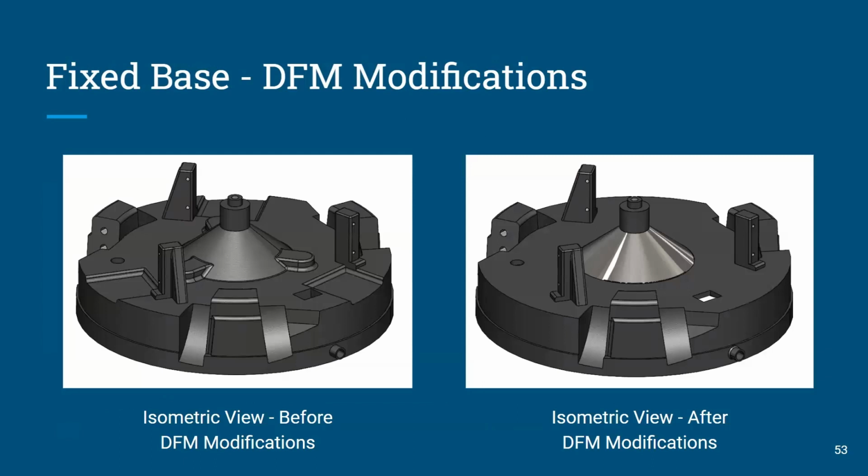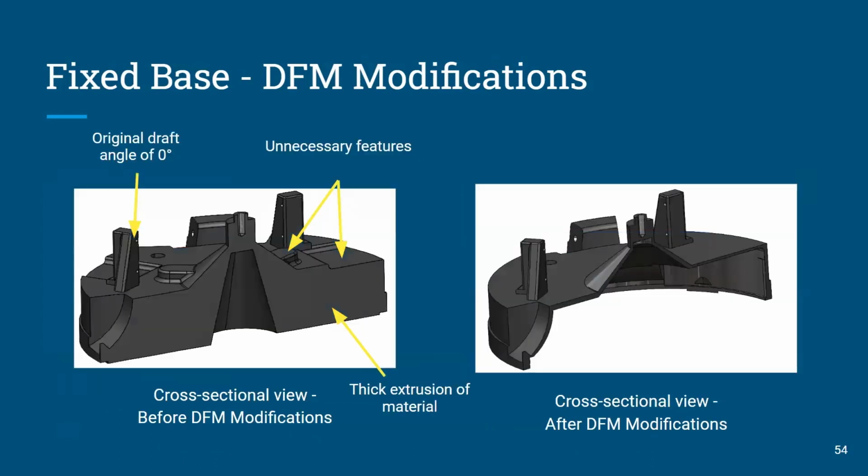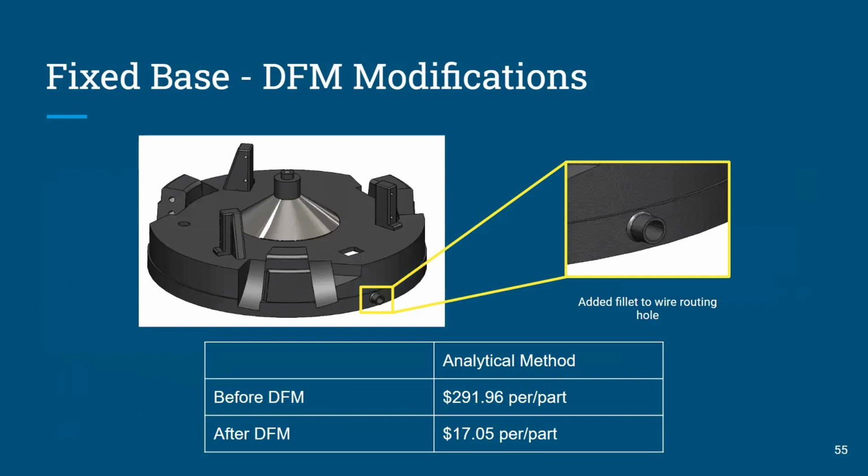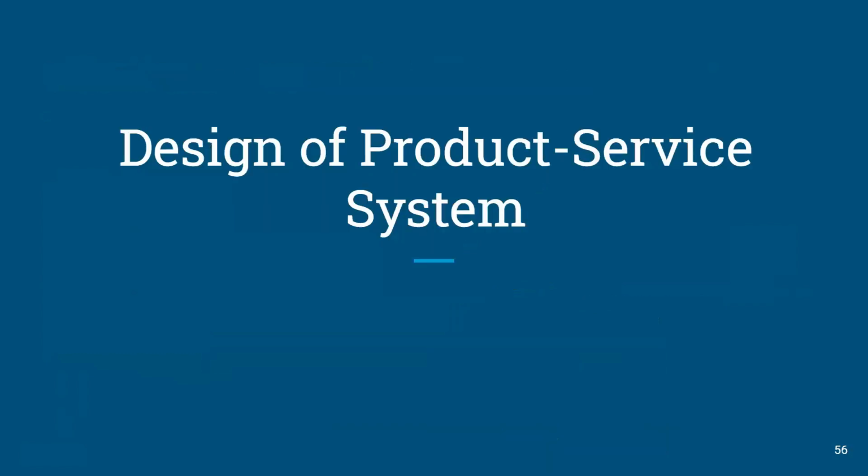As you can see here, there's a before and after of our DfM modifications for the fixed base. These callouts mention exactly what was done. You can see the draft angle was increased by 0.5 degrees. We removed unnecessary cutouts and bosses and reduced the wall thickness to a maximum of 7 millimeters. In addition, we added a fillet to the wire routing hole. You can see that there was a significant price decrease to $17.15 per part after the design for manufacturing changes.